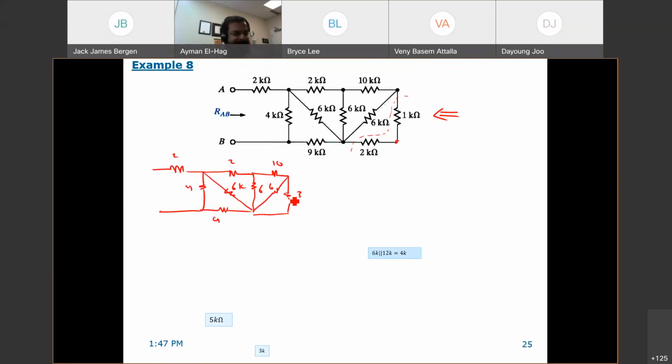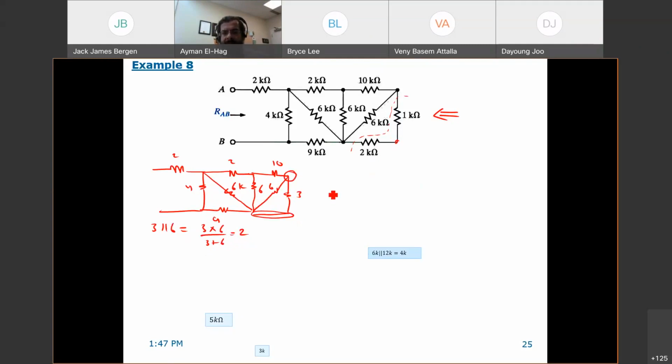Now this 3 and this 6, they are in parallel because they share this node and they share this node. So the 3 and the 6 in parallel, you multiply them, divide by their summation. This is equal to 2.